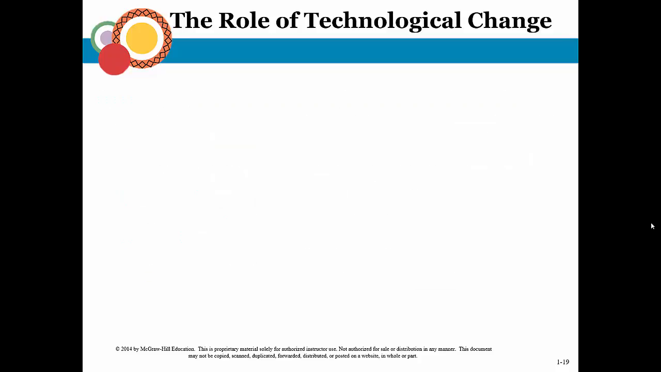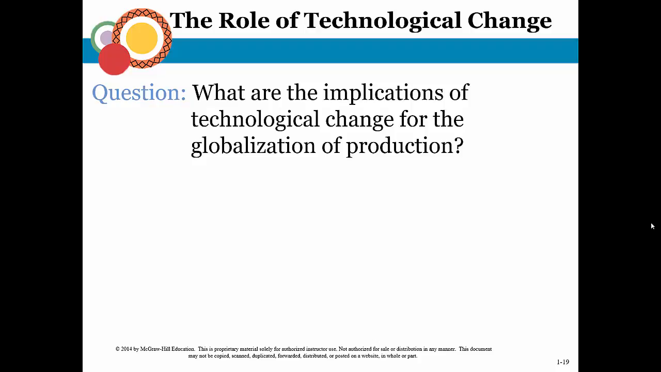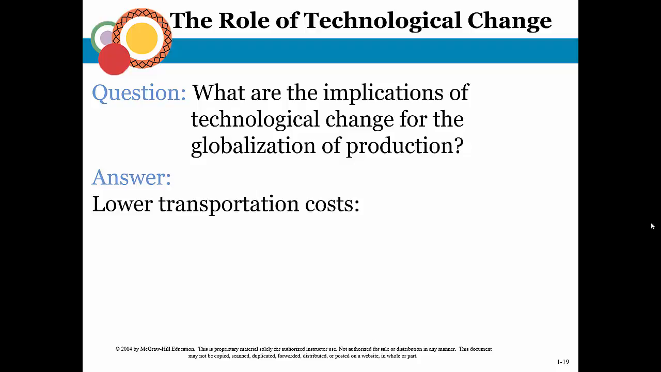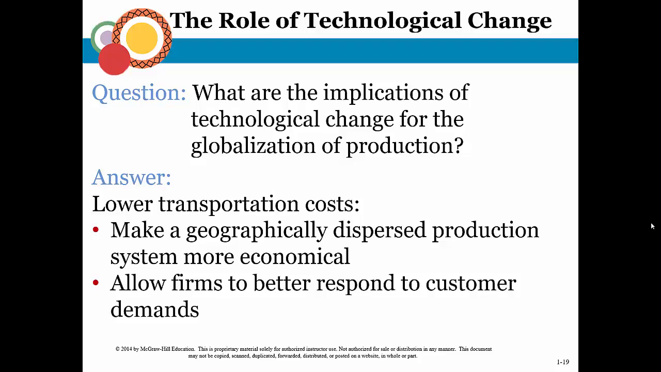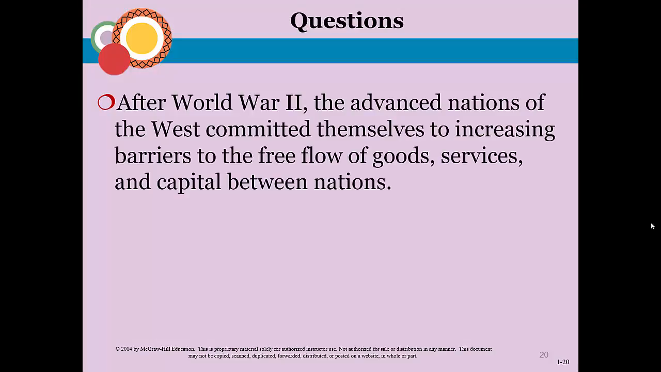So, what's the implication of these advances, if you will? Is it a good thing? Is it a bad thing? Well, again, we talked about the fact that it lowers cost of transportation. It makes geographically dispersed production more economical in terms of production and collaboration. It really allows firms to respond better to customer demands. It's put them in a position where they have more advantages because of technology, essentially.